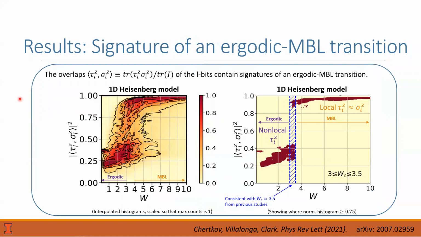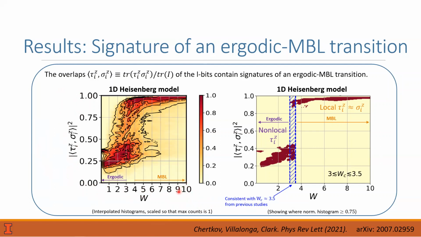Maybe the most interesting thing we found is that by looking at the L bits, you could see a signature of a transition between the ergodic and the MBL regime. The way we saw this transition is by looking at this overlap, which measures how much support the operator tau iz has in sigma iz. If this value is close to 1, then the operator tau iz is almost sigma iz. What I'm showing here on the left is an interpolated histogram. On the x-axis is the disorder strength, and the y-axis is the overlap.